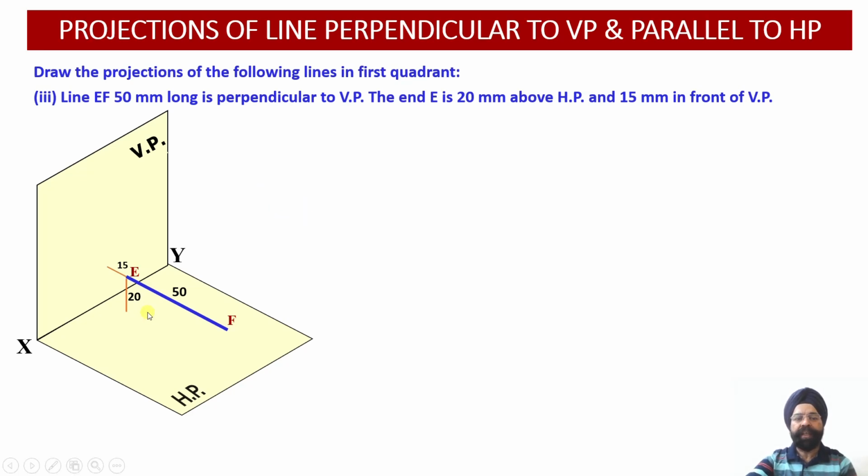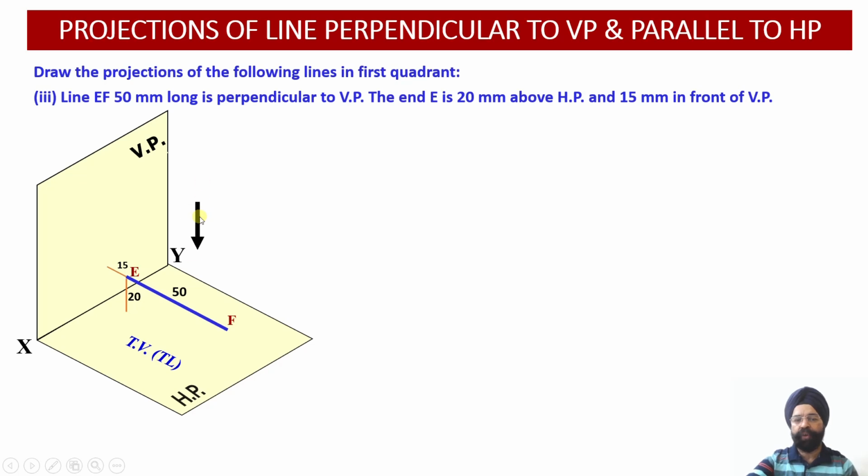Now which view are we going to draw? First of all, we are going to draw the top view. Why do we need to draw the top view? Because this line happens to be parallel, because we have underlined the word parallel in the first slide as well. So wherever the word parallel is there, the projection on that particular plane we are going to draw. So since this line is parallel to the horizontal plane, we are going to draw the projection on HP, that is the top view first of all.